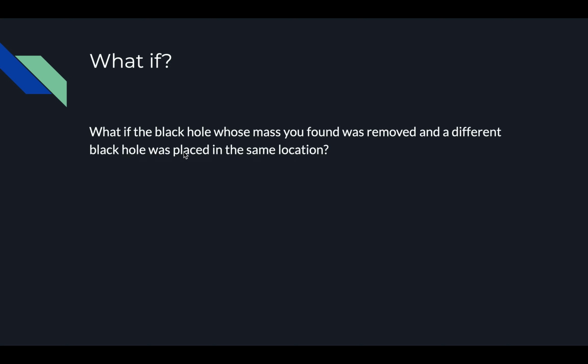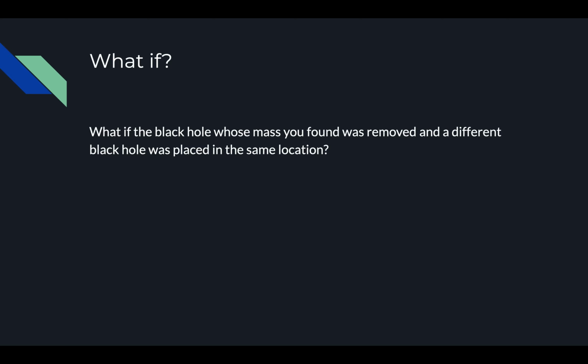So what if the black hole whose mass you found was removed and a different black hole was placed in the same location? Since the star is only affected by the gravitational force of this new black hole, we won't be able to find a value for the mass of this different black hole because it's different from the old one, obviously. We're relying on the star's motion data, as I said in the introduction, to tell us the force that's being exerted by this black hole on the star.